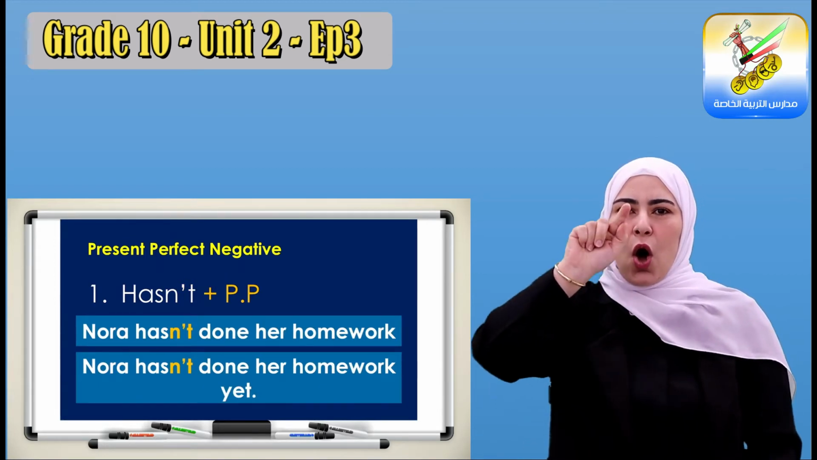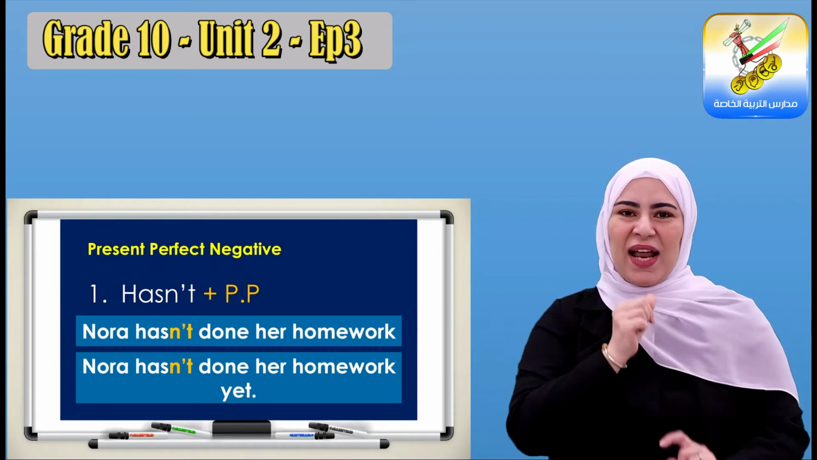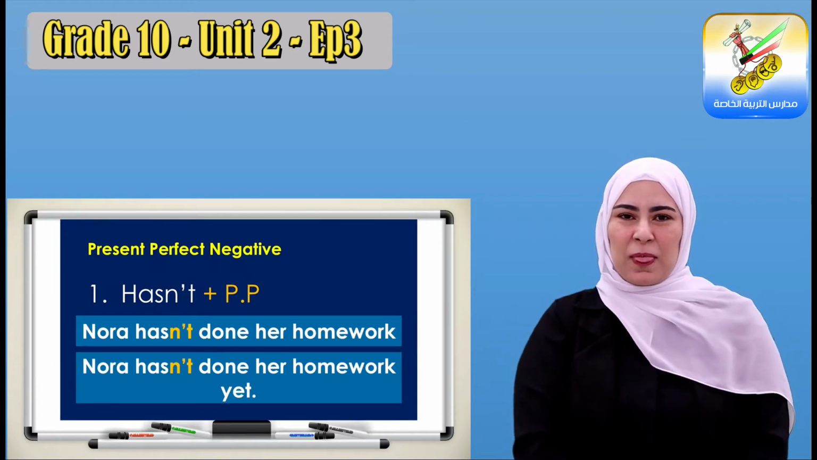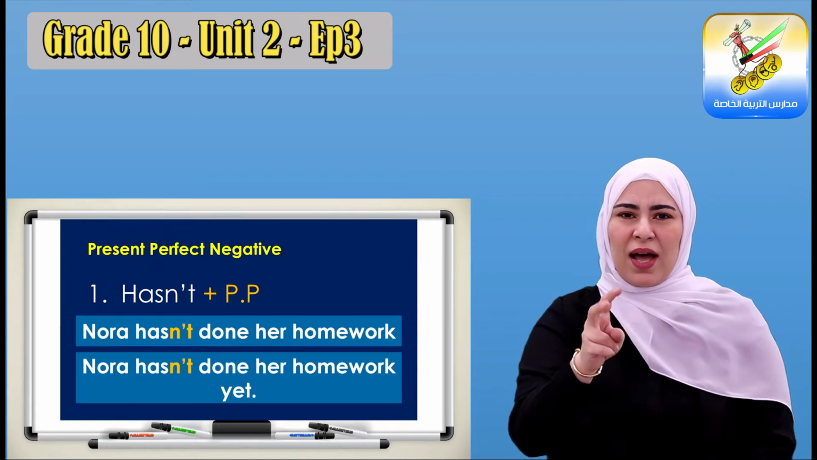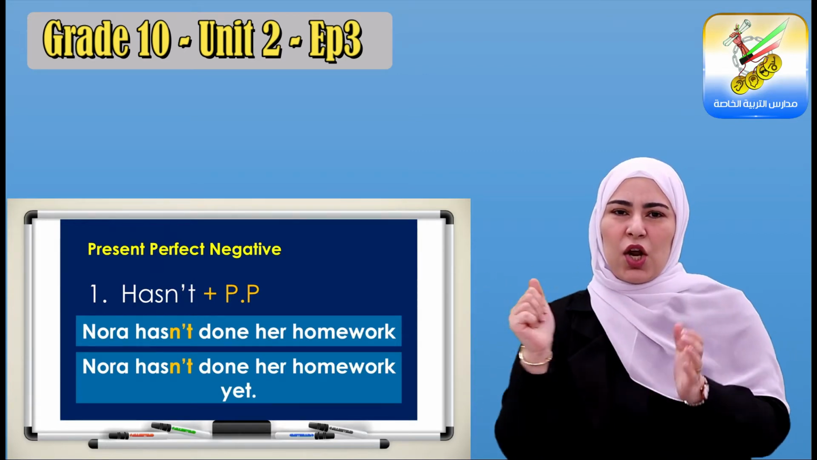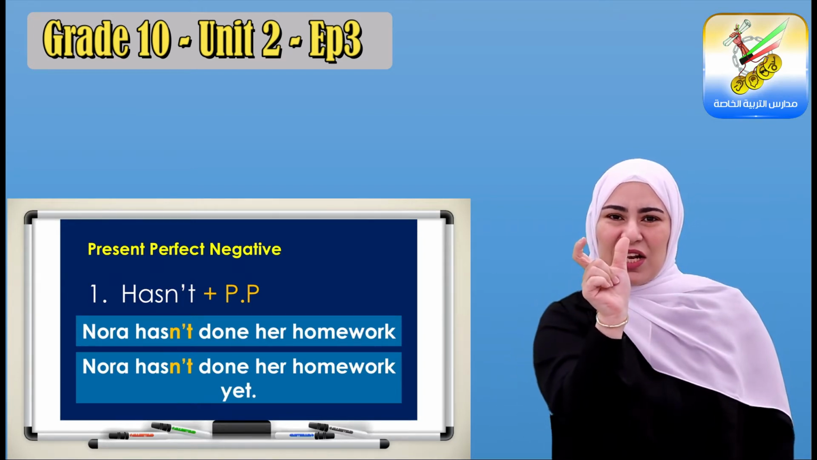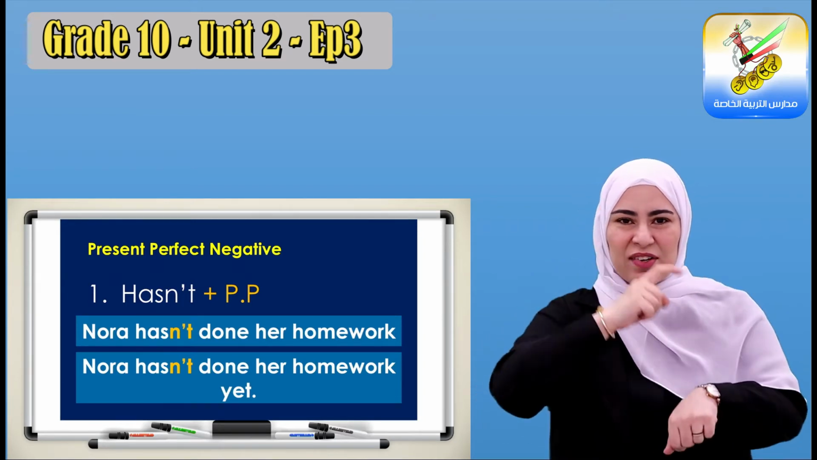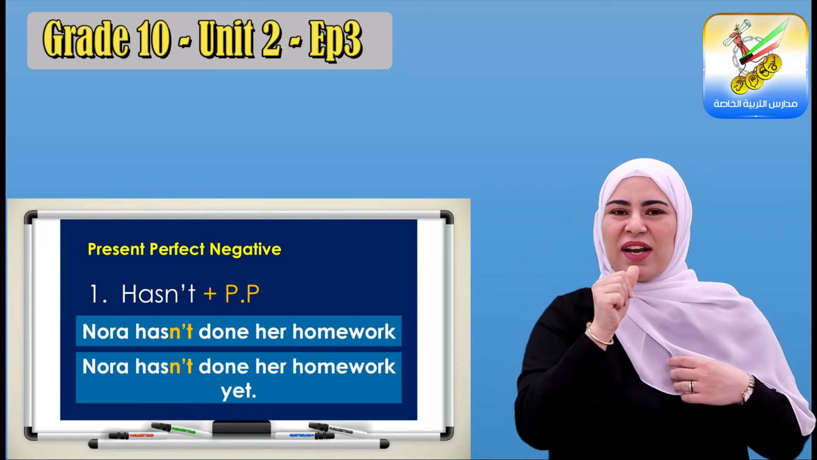So I will add not to the word has. It will be hasn't. For example, I can also say Noura hasn't done her homework yet. The word yet here is also a keyword that indicates that this sentence is in the present perfect. We use it for the negative form.